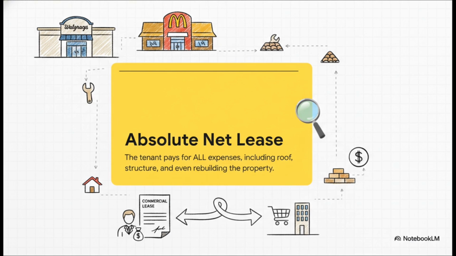You see these with big, single-tenant properties like a freestanding Walgreens or McDonald's. The tenant signs a super long-term lease, and for all intents and purposes, they treat that building like they own it. We're talking everything, right down to major structural repairs like replacing the entire roof.